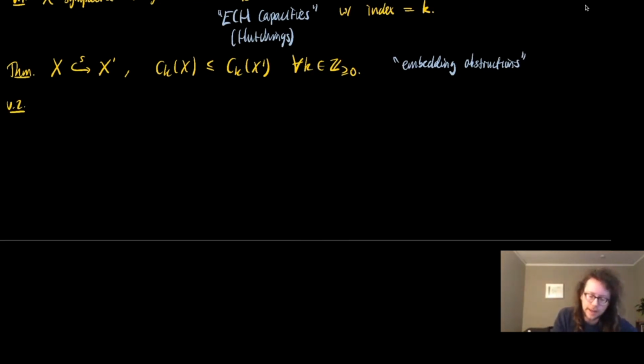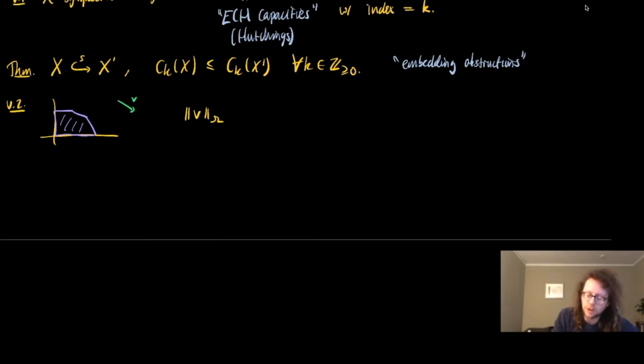Version 2, this is, say, the combinatorial version. So let's consider a convex domain, let's say a polytope, which is a convex domain. And let's say we fix some other vector v. We're going to define a pseudonorm, which I'll denote by norm of v sub omega, and it's defined as follows.